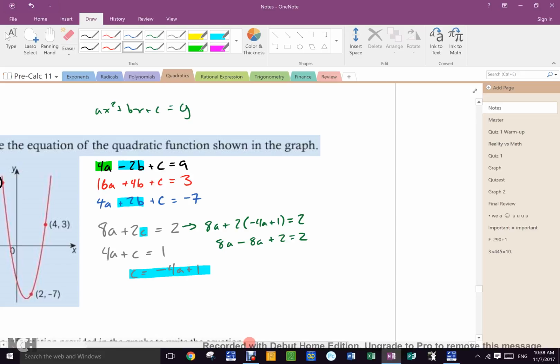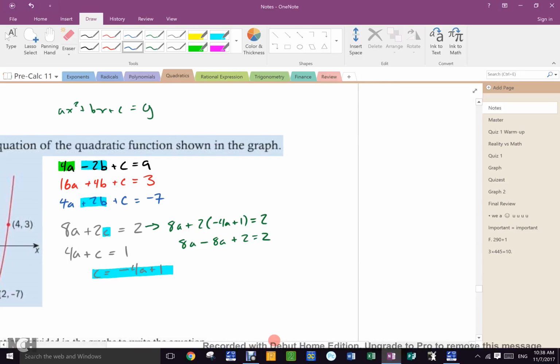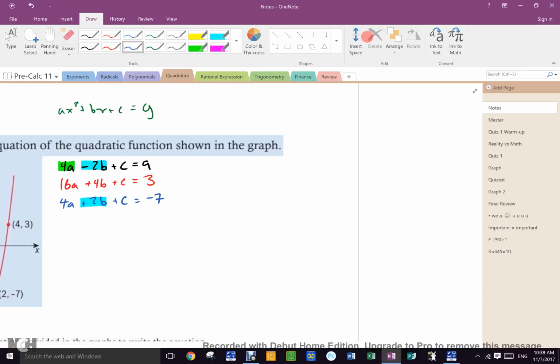All right. I'm running out of ways to explain this. Let's try something new. Let's try this. What would happen if I changed this equation to this? C equals 9 minus 4a plus 2b. Does everybody see what I did there?